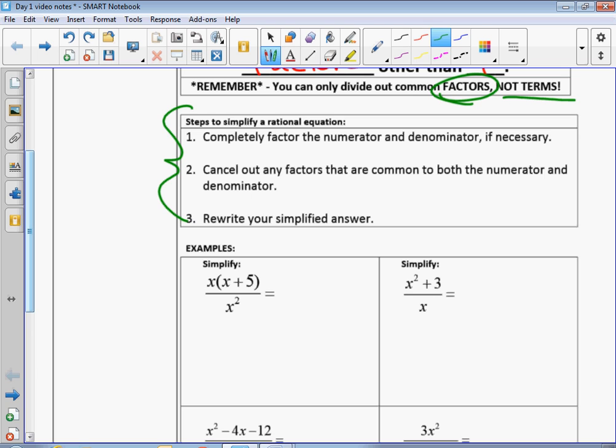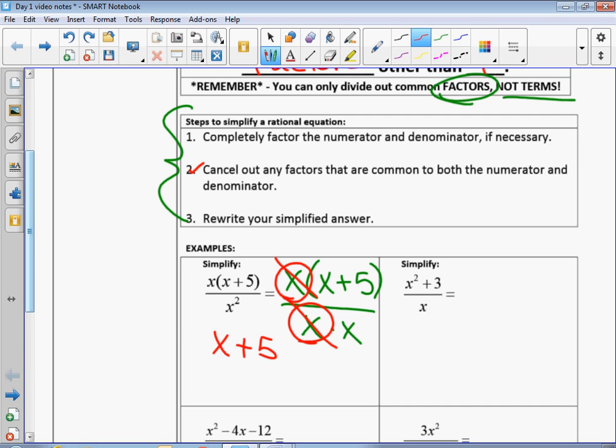Our first example, it says simplify x times the quantity x plus 5 all over x squared. So our numerator is factored for us. The denominator, we could write as x times x. When we do that, we notice we have this common factor of x in both the numerator and denominator. If it's in both numerator and denominator, we can cancel it out. That was step 2. And step 3, rewrite your simplified answer. So we just rewrite x plus 5 over x.